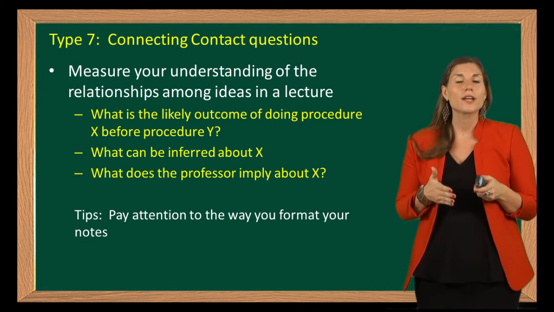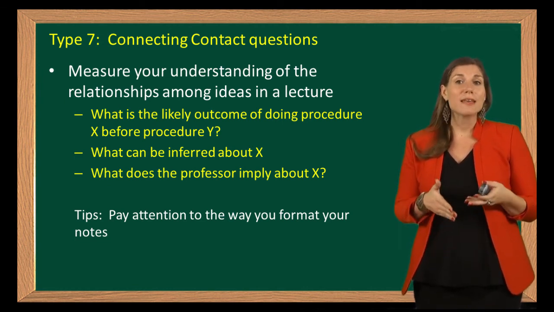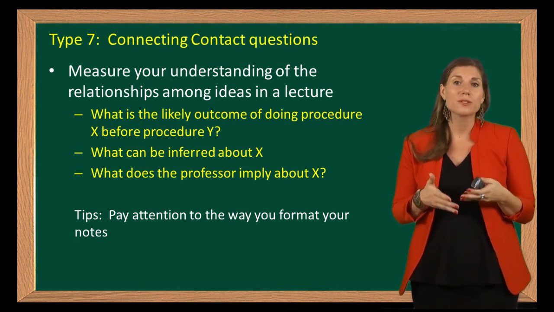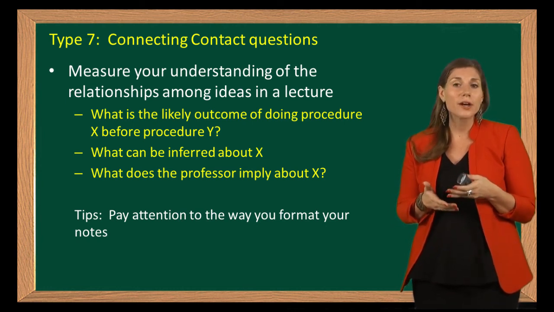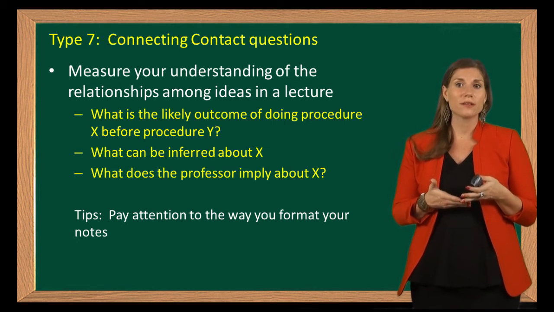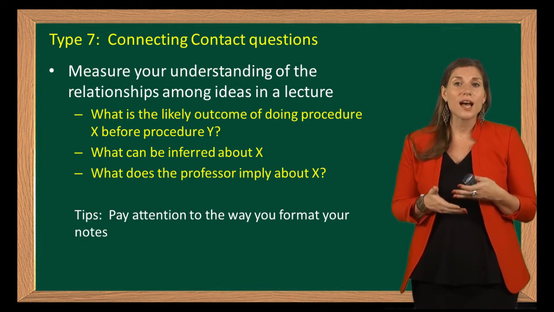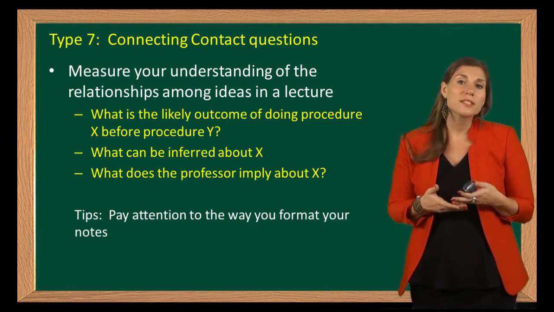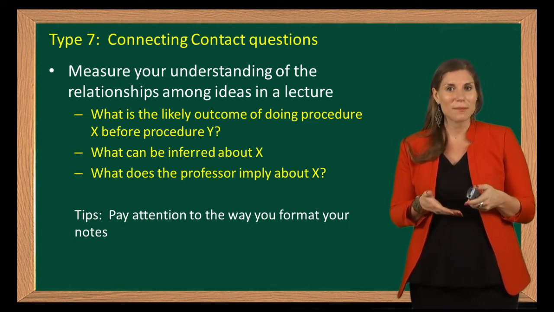Type 7, or connecting content questions, can be widely variable. It may ask you to organize information in a different way from how it was presented in the lecture. You might be asked to identify comparisons, cause and effect, or contradiction and agreement. You may also be asked to classify items in categories, identify a sequence of events or steps in a process, or specify relationships among objects along some dimension.